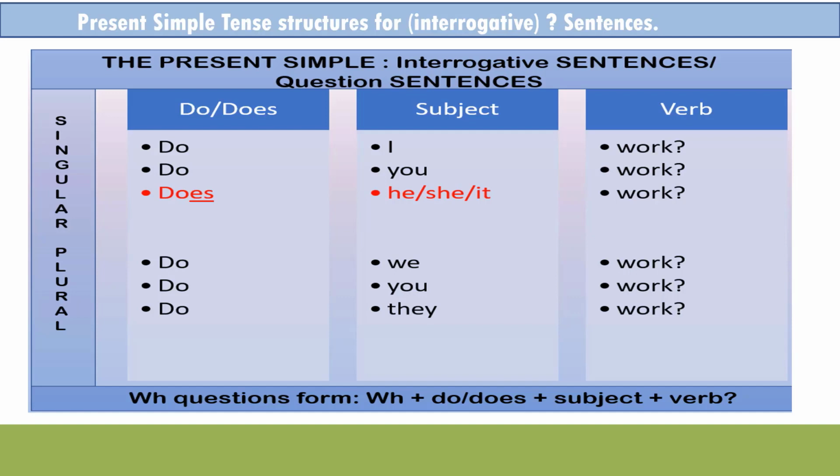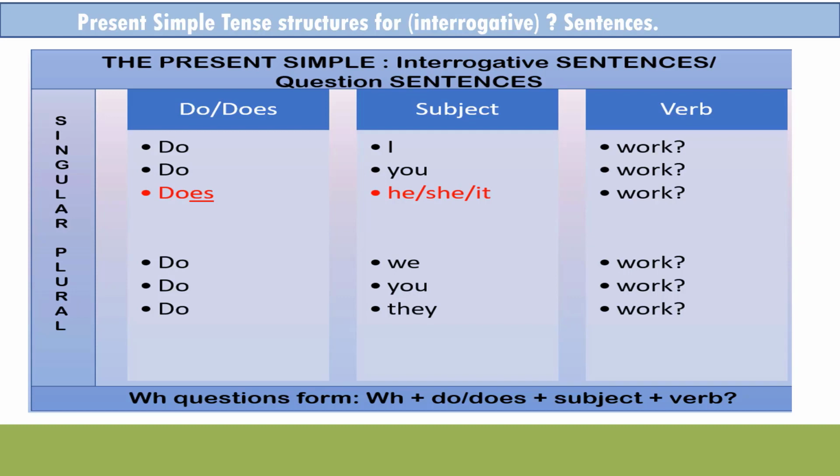Okay, so here we've got do I work, do you work, does he, she, or it work. So with third person singular, it's still the auxiliary verb, but remember this is not negative now, this is a question sentence. So here we have does he, she, it work. And then with the plural, do you work, do they work.